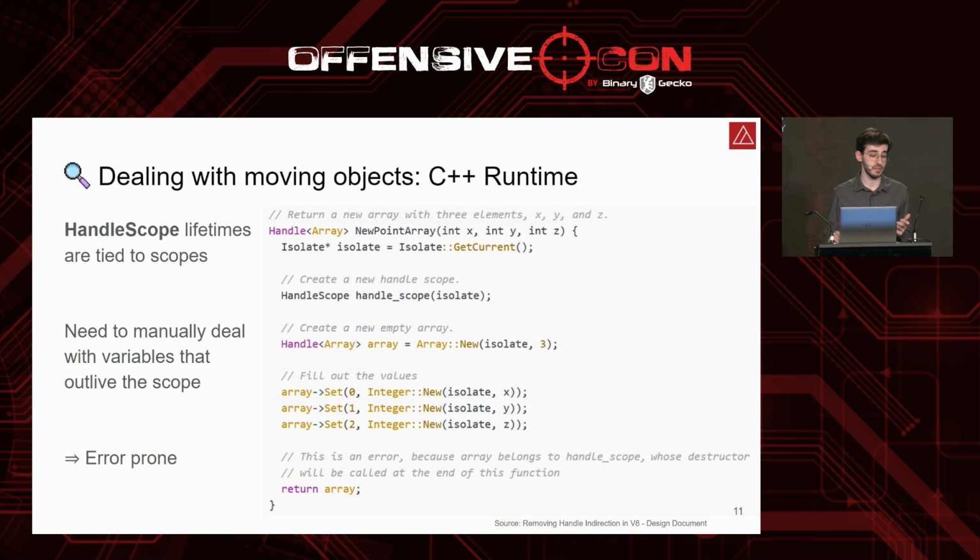To fix this, a developer would need to manually escape the handle because it outlives the handle scope in which it was initially declared. What I want to point out with this is that with precise root tracking, a lot of the burden of root management is put on the developers.